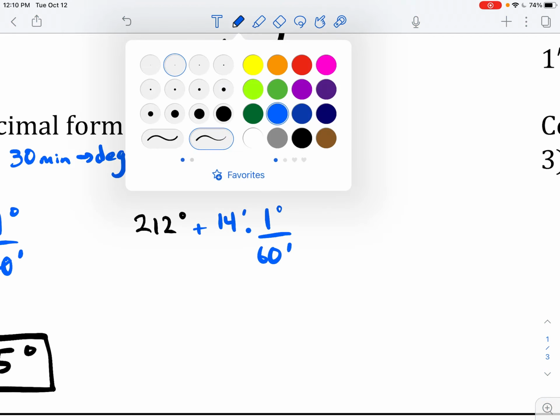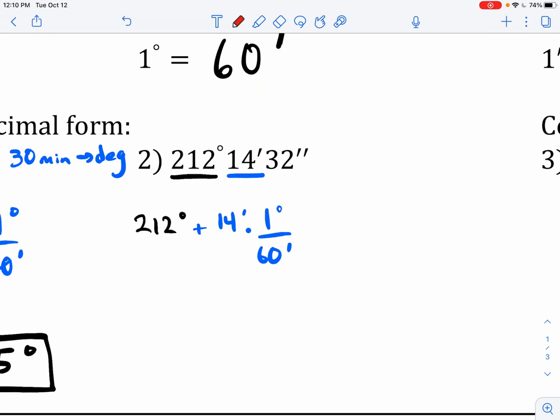And then let's also convert these seconds into degrees. Now, if you want, you could take the seconds and convert them into minutes, and then convert that back into degrees as well. But you also could just say, hey, I have 32 seconds, and I know that there are 3,600 seconds in 1 degree, and do the conversion that way. If you take these values and put them into your calculator right now, given that we're working in decimal form, that's fine.